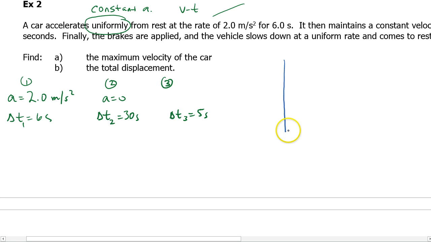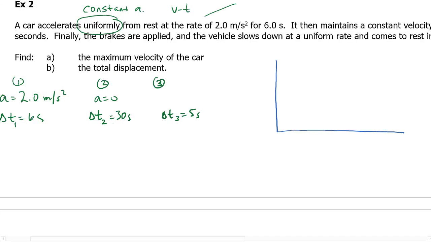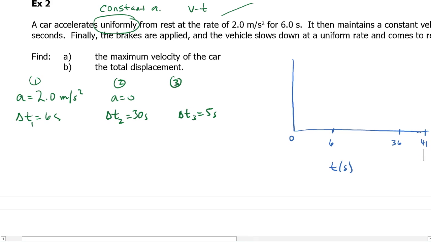And again, it goes in a positive direction the whole time. I don't think it goes forward and then backward. It goes forward, then constant, and then it comes to a rest. So at the beginning it goes for 6 seconds and then 30. Okay, so we have a 6 here for time. And then another 30 seconds, so over here will be 36. And then in another 5 seconds over here it will be 41. So during the first part, it's going to be accelerating at 2, a constant acceleration. So it's going to be increasing. I'll just put a dot somewhere here, so it'll be increasing up like that.